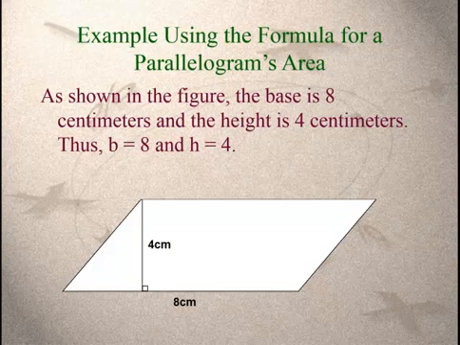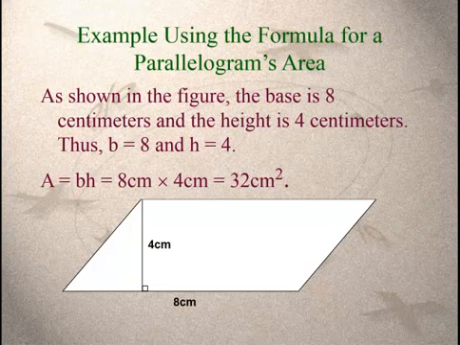So here's an example using the formula for a parallelogram for area. As shown in the figure, the base is 8 centimeters and the height is 4 centimeters. Thus, B is equal to 8, H is equal to 4. Multiply 8 centimeters to 4 centimeters, we have 32 centimeters squared. Or we can say square centimeters, write out the word square, or abbreviate square with SQ period.